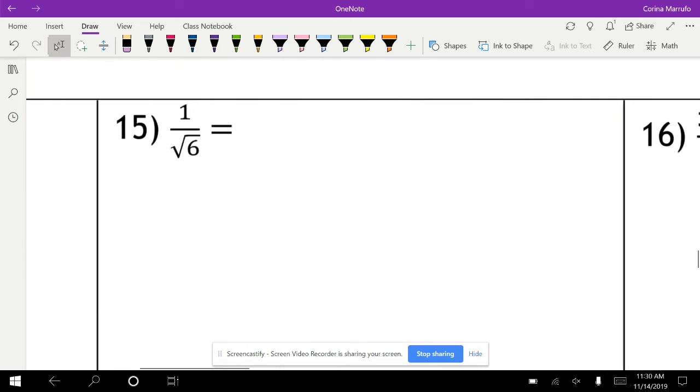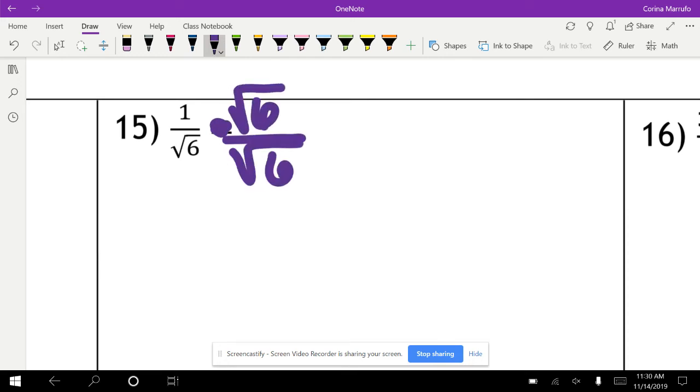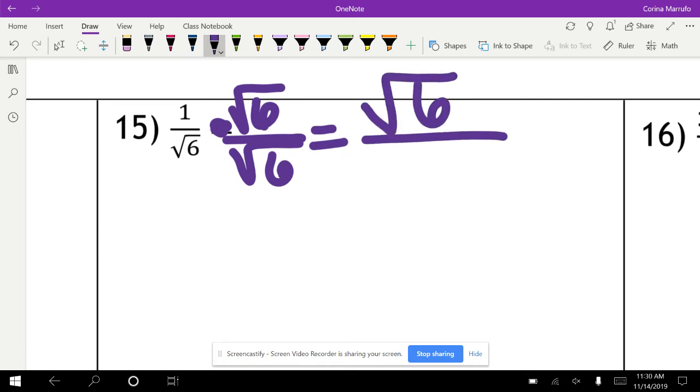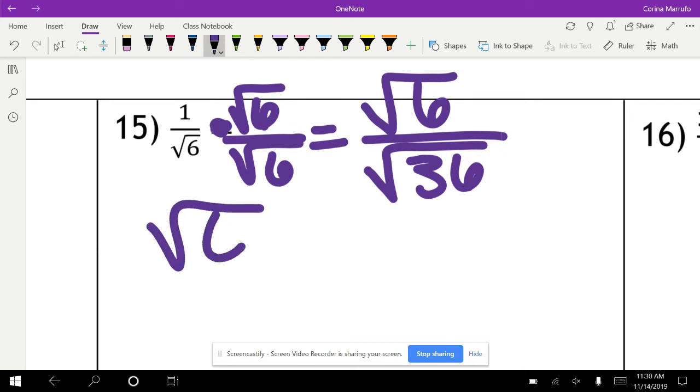All right, the next one, 1 over the square root of 6. So we're going to do the same thing. We need to get rid of the square root of 6 that's on the bottom. So we're going to multiply the top and the bottom by the square root of 6. So that's going to be 1 times the square root of 6 gives us the square root of 6. And then on the bottom, the square root of 6 times the square root of 6 gives us the square root of 36. Now we know the square root of 36 is 6. So it's going to be the square root of 6 over 6.